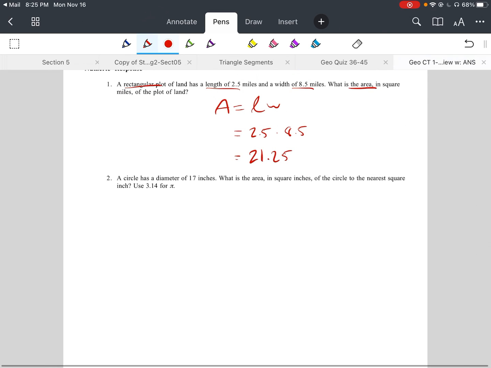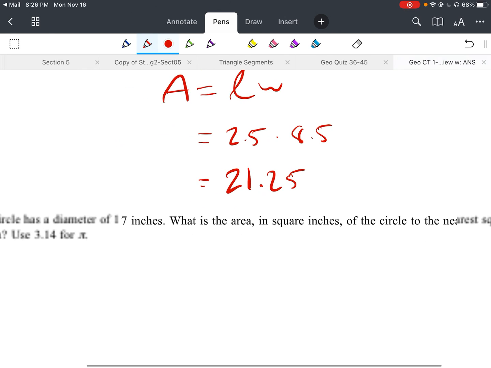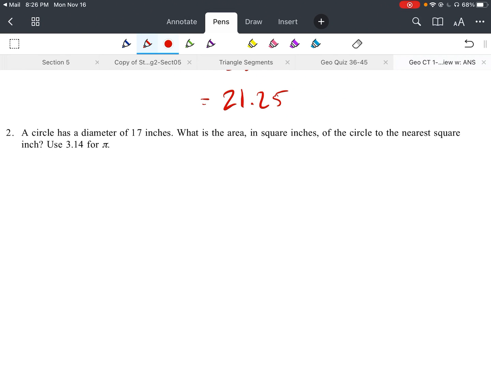And this is just a little pro tip though. Always make sure your answer kind of makes sense. So 2.5, it's about 3. 8.5, it's about 8, give or take. And so 8 times 3 is 24. So if you get something in that ballpark, okay, I'm probably good. But if you got like 200 and something, then you'd be like, let's check.